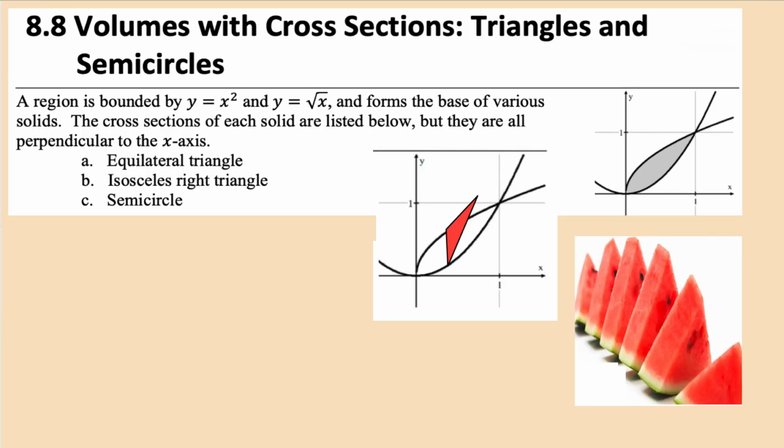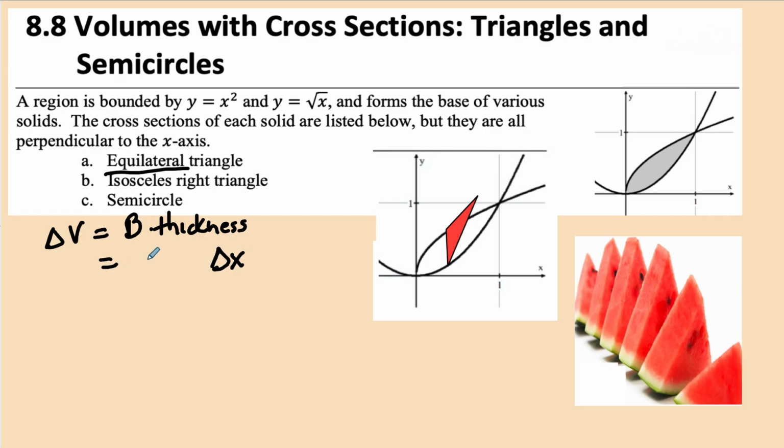All right, let's take a look at volumes of cross sections using triangles and semicircles. We're with the same picture again. Same area, but this time our cross sections will not be a rectangle or a square. Instead, they will be an equilateral triangle. And this is kind of how it looks, like these little equilateral triangles, sitting perpendicular to the x-axis. So let's go ahead and create a little piece of volume. This is going to be the area of the base times the thickness. And the thickness is going to be delta x.